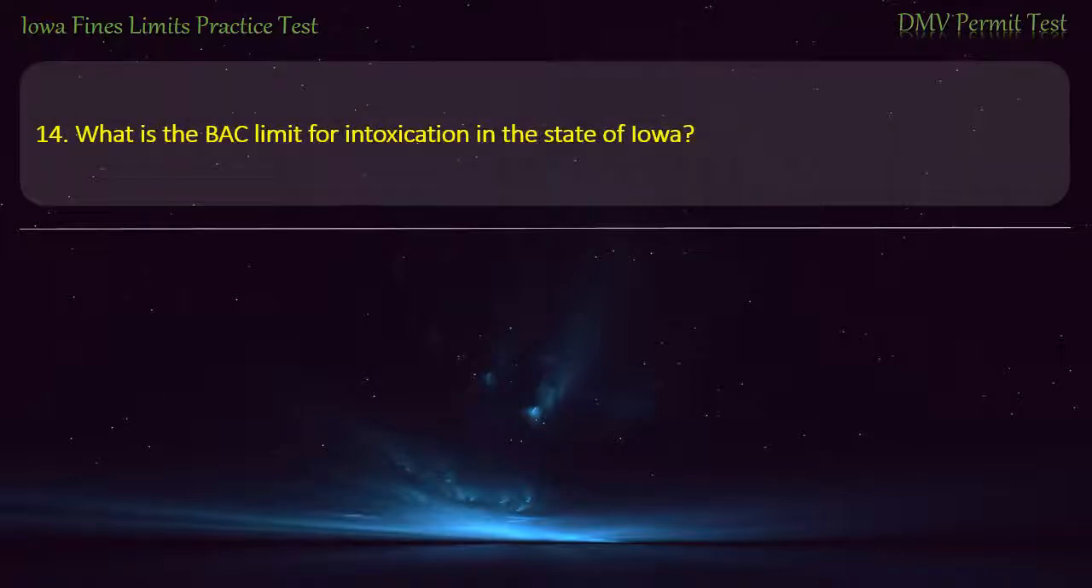Question 14. What is the blood alcohol limit for intoxication in the state of Iowa? 0.07%. 0.05%. 0.02%. 0.08%. Answer. 0.08%.